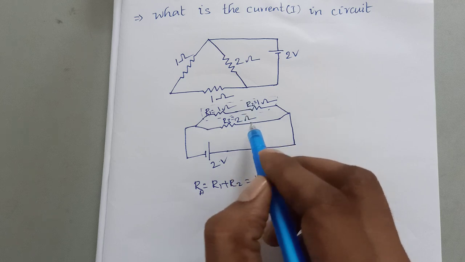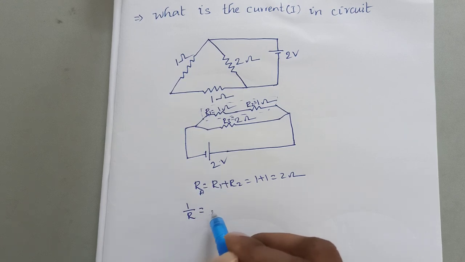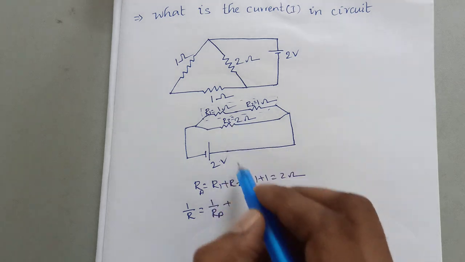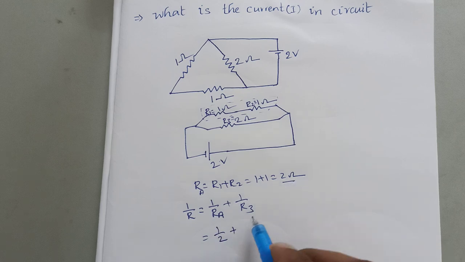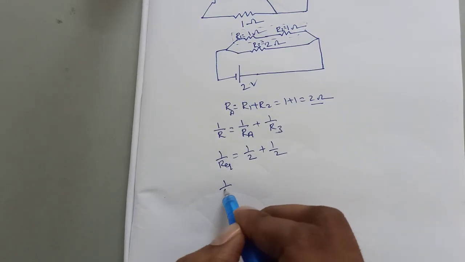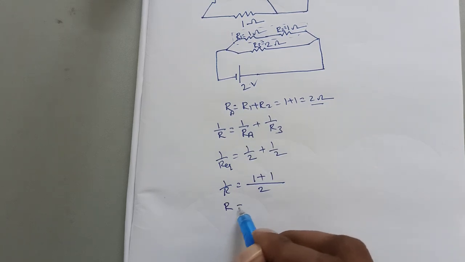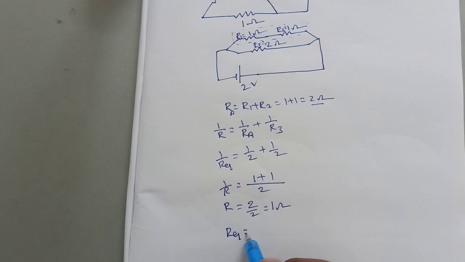This one is in parallel with this R3. Then we can write the equivalent resistance: 1 by R is equal to 1 by RA, RA in the sense the box we got, plus 1 by R3. So 1 by RA, how much did we get? 2 ohms. So 1 by 2 plus R3 value is 2, so 1 by 2. Then 1 by R equivalent, LCM is 2, so 1 plus 1, then R is equal to 2 by 2, it means 1 ohm. So R equivalent is equal to 1 ohm total in the circuit.